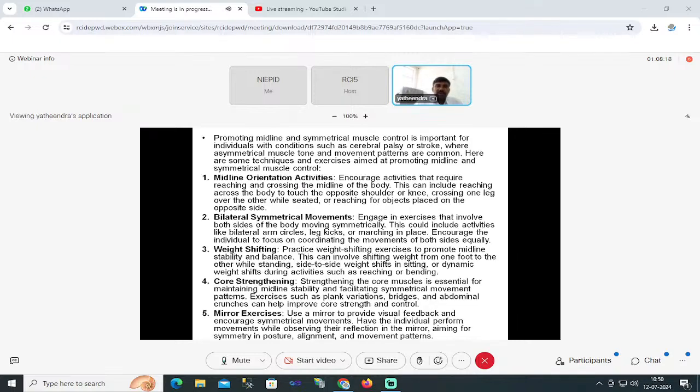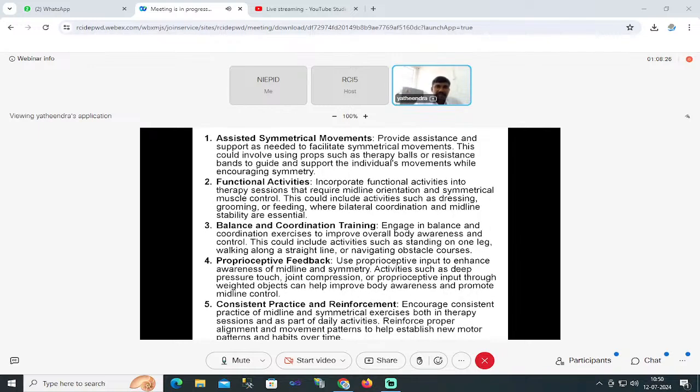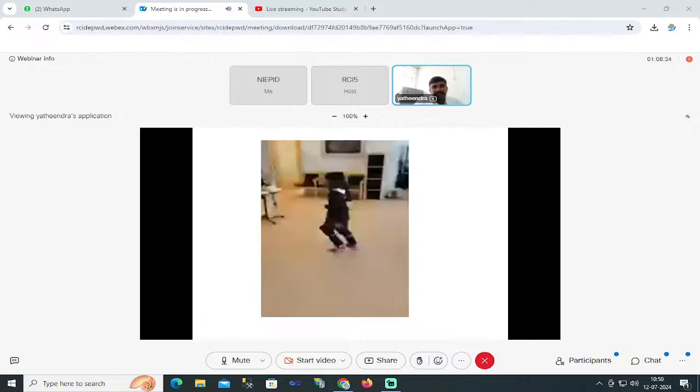So midline oriented activities, bilateral symmetrical movements, weight shifting, core strengthening exercise, mirror exercise. These are the examples of exercise in athetoid CP. Okay. Functional activities, balance coordination training, proprioceptive feedback, consistent practice with the reinforcement. All these are techniques.